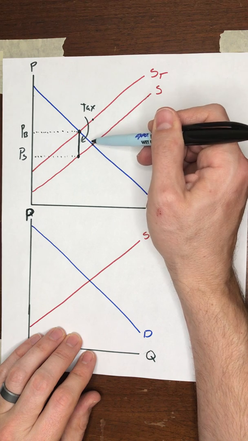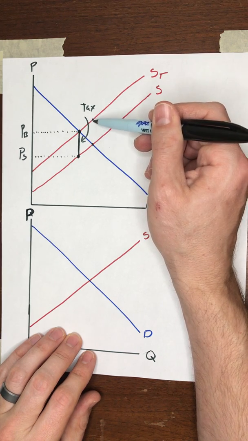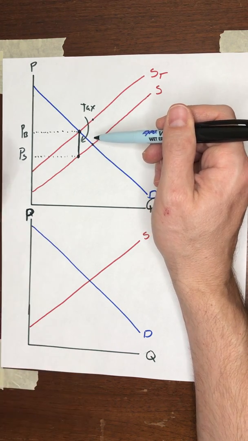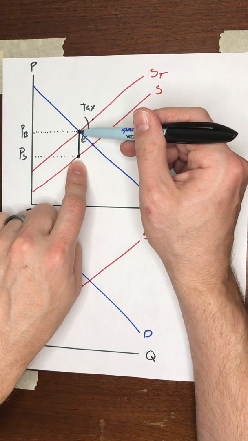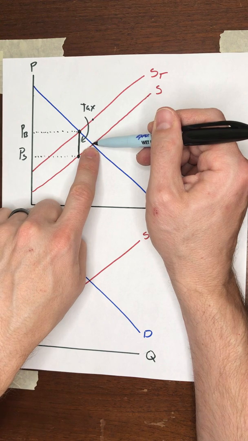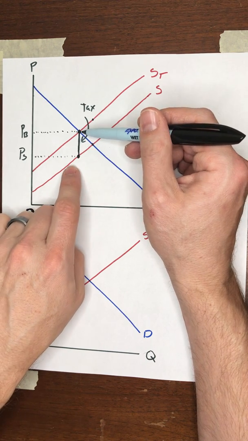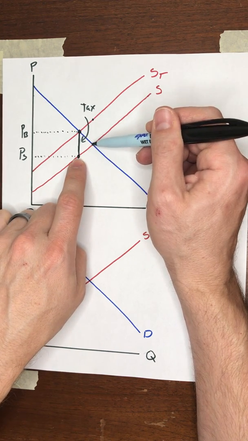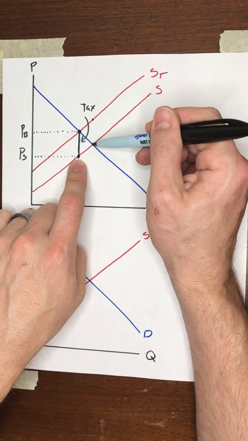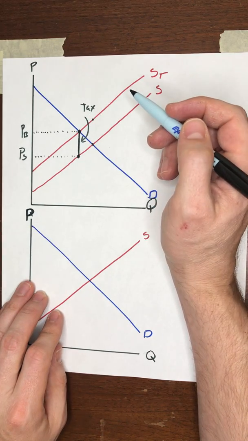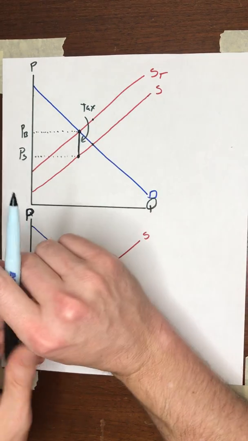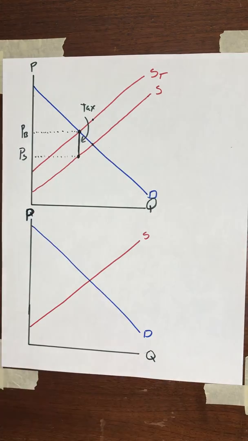So what you can see is if you charge a tax to the sellers, or you charge a tax on the market and you collect it from the sellers, you're going to separate the prices that the buyer pays and the seller receives. In equilibrium, those prices are the same. And you can see that you're going to push the price up on the buyers relative to what it was in the old equilibrium, and you're going to push the price down on the sellers relative to what it was in the old equilibrium.